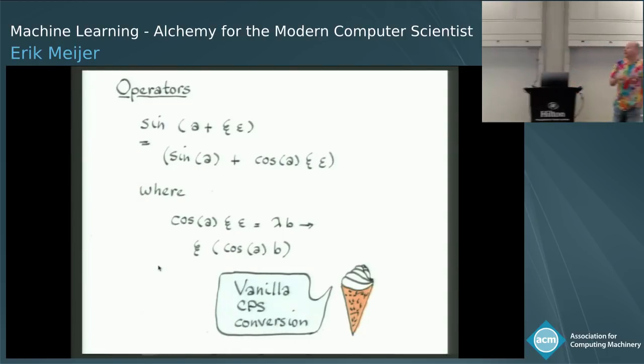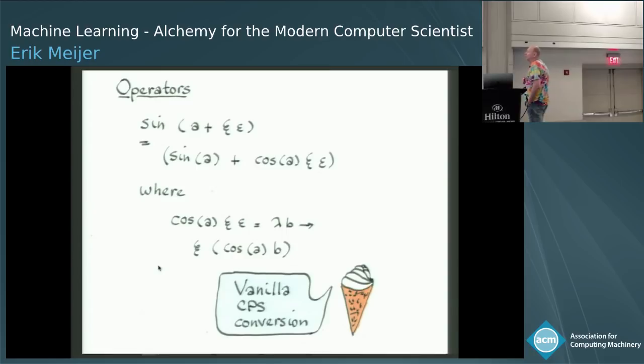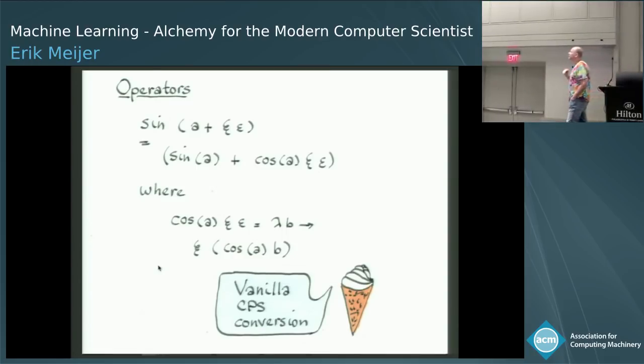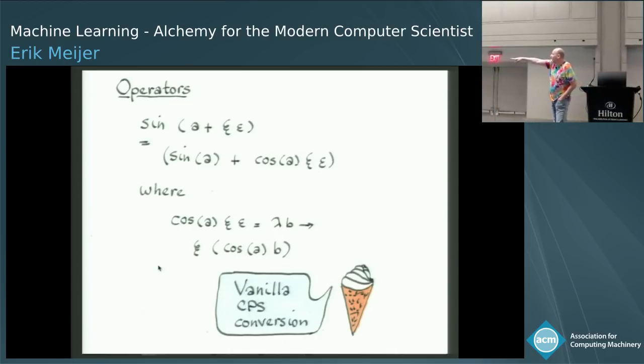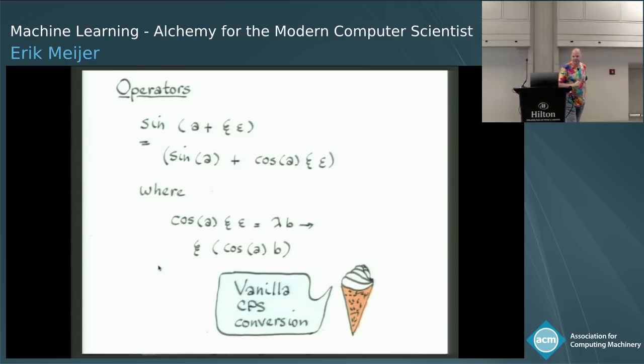If I can define sine, so instead of the previous definition, I still compute sine of A, but now I do the cosine of the continuation times epsilon, where I define multiplication of this continuation with the value to be this callback that takes a B, calls the callback by multiplying B by the cosine of A.